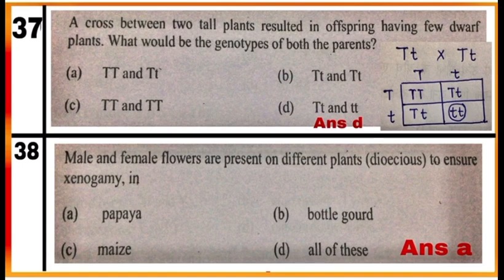Question 38. Male and female flowers are present on different plants, dioecious, to ensure xenogamy in? To ensure xenogamy, male and female flowers are present on different plants in case of papaya. So mark A as a correct answer.